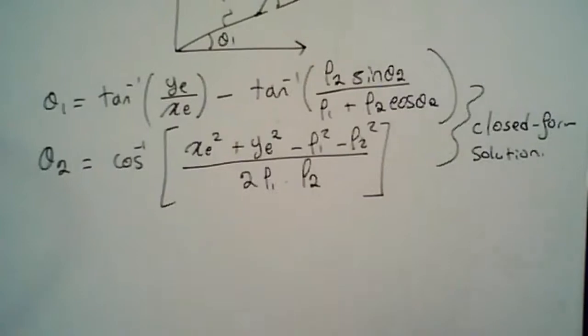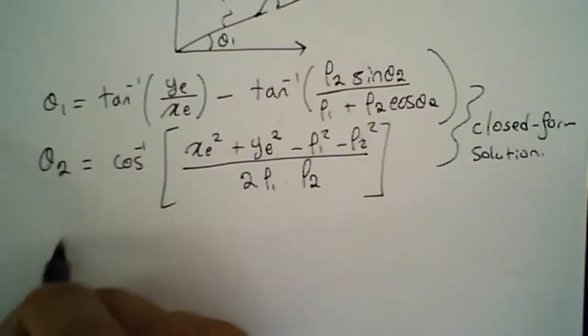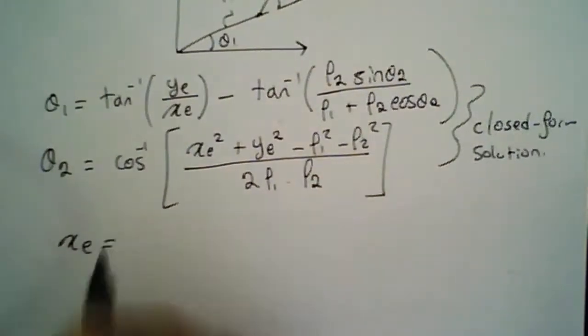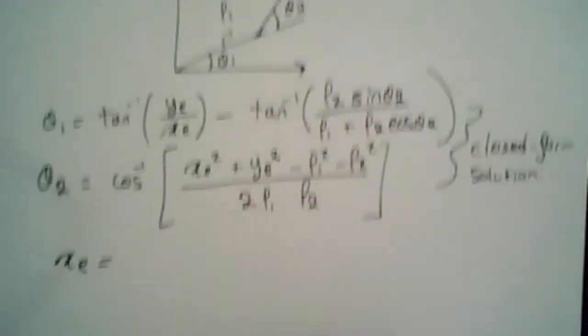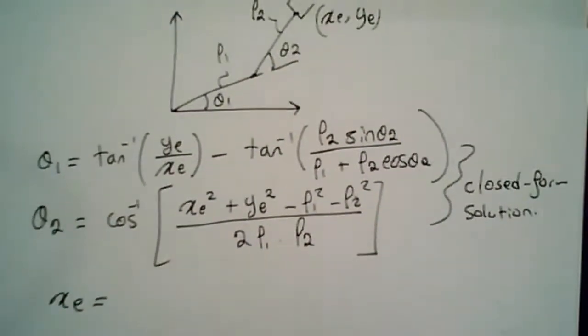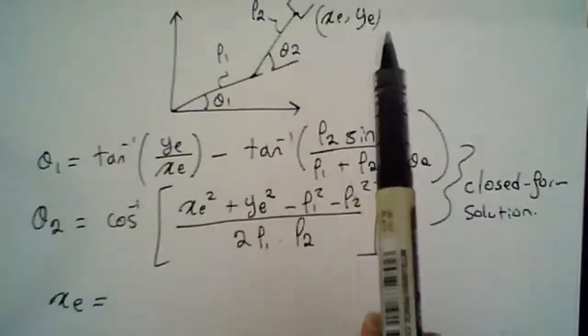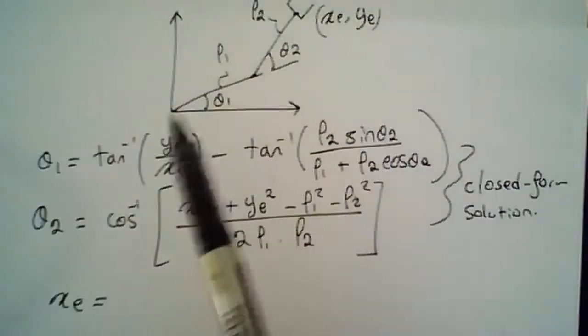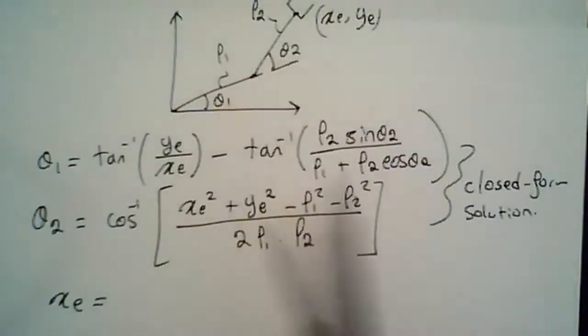So what we'll do is we will use forward kinematics, we'll differentiate forward kinematics, and we can obtain a relationship between dx and d theta, right? So let's see how that is actually implemented. So I can begin by writing xe, right? The forward kinematics of this robot is going to be, I need to be able to represent xe and ye in terms of theta 1 and theta 2, right?